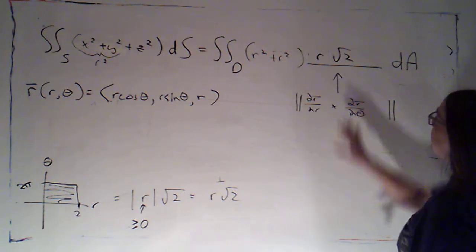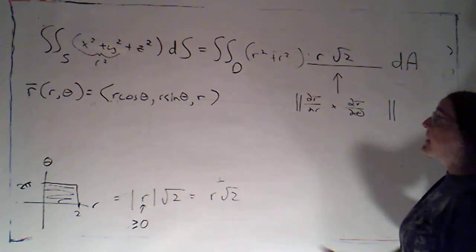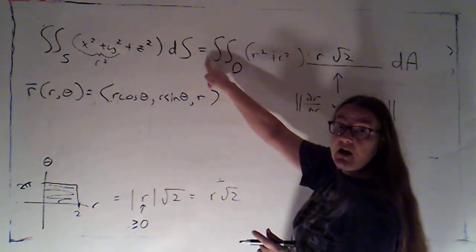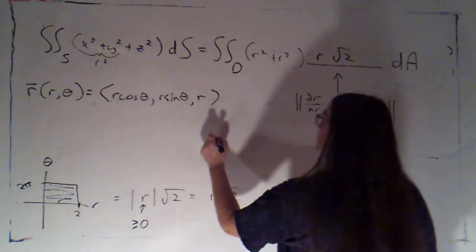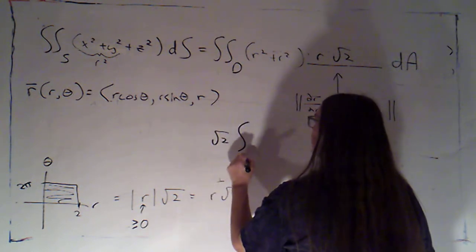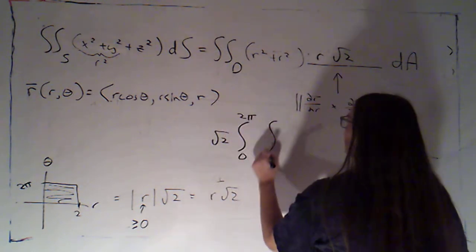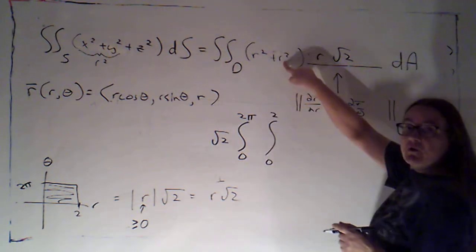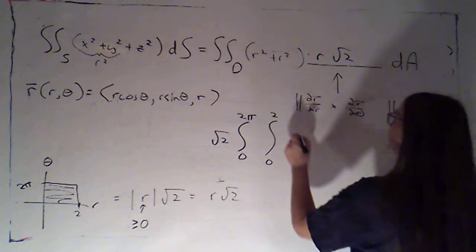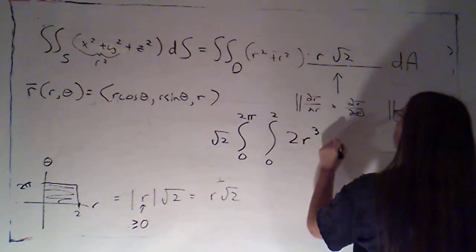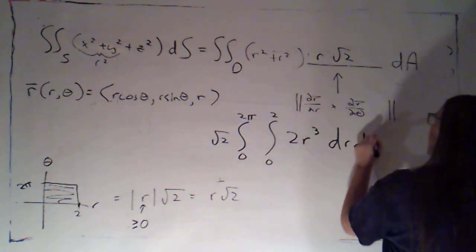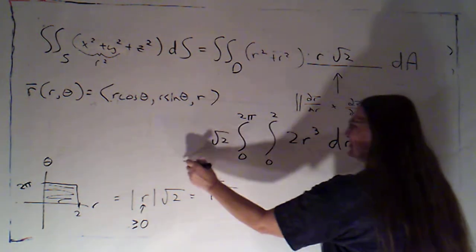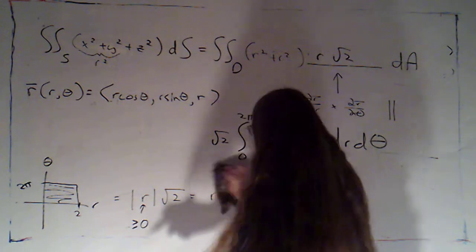All right, this is looking pretty good. I think I'm going to rewrite this as an iterated integral and go ahead and factor out that constant of root 2. So I'm going to have root 2. We're integrating from 0 to 2 pi. We're integrating from 0 to 2. That's going to be r squared plus r squared is 2r squared times r is 2r cubed. And we're integrating then dr d theta. I'm going to go ahead and factor out that 2 as well.